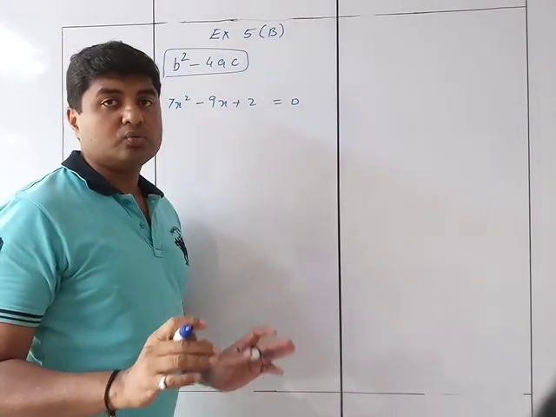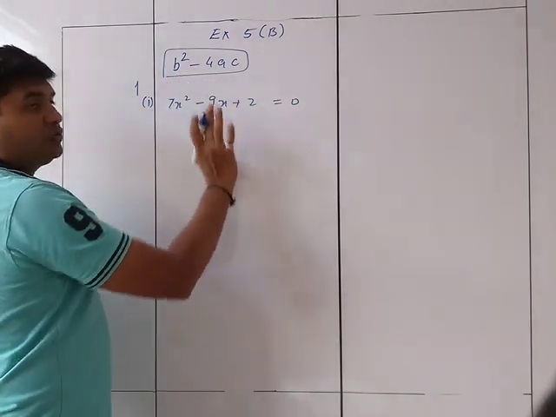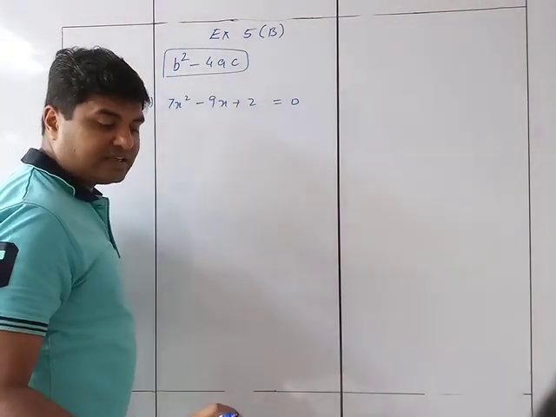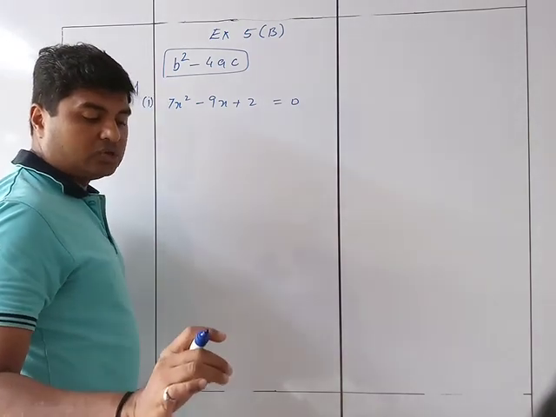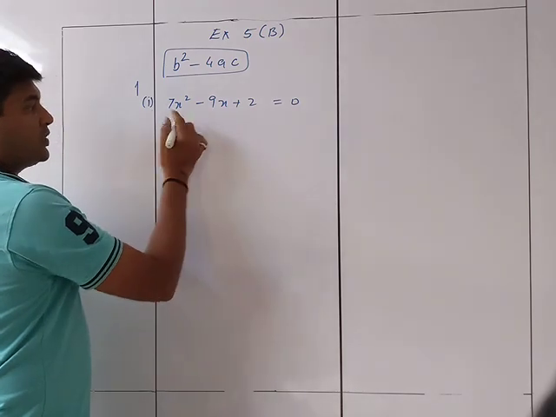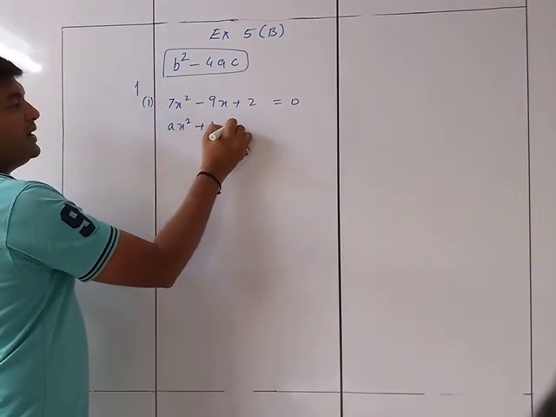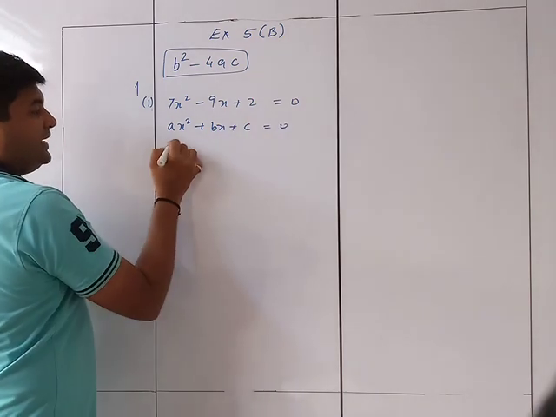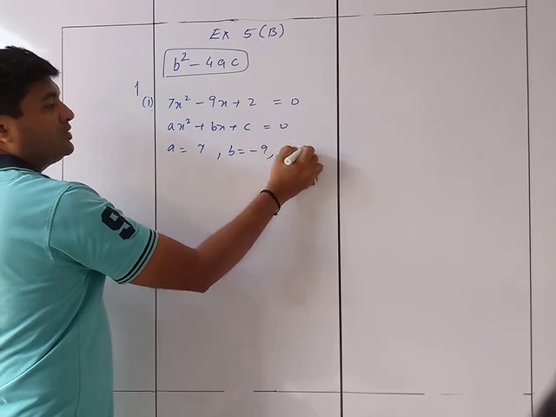We don't have to solve this quadratic equation. We just need to find the value of b square minus 4ac, because the question states, without solving, comment upon the nature of the roots in each of the following equations. So we are just going to find out the nature of the roots. Comparing with ax square plus bx plus c is equal to 0, we get a is equal to 7, b is equal to minus 9 and c is equal to 2.